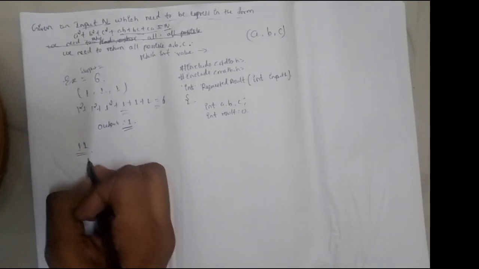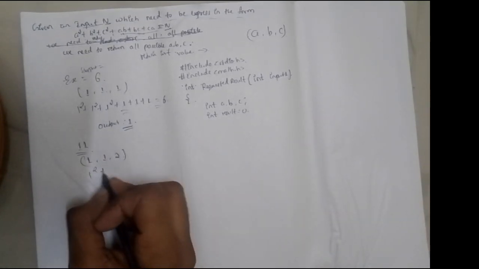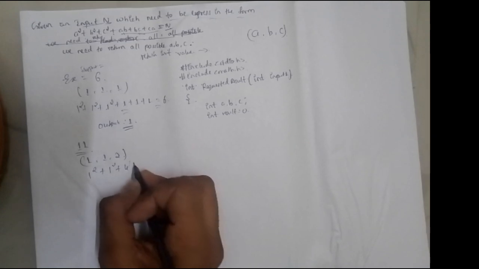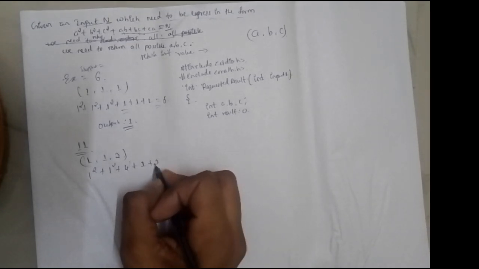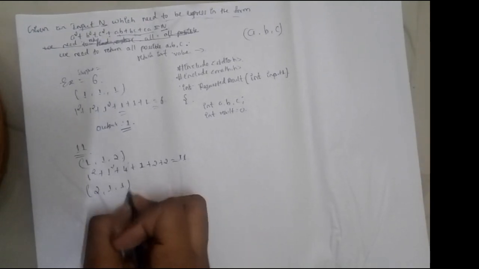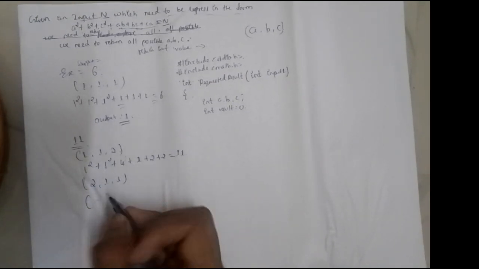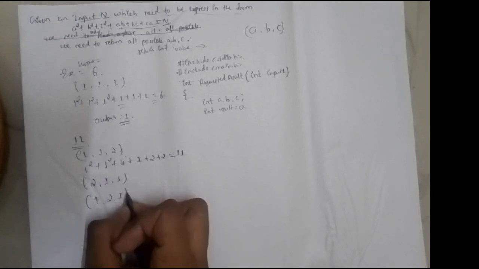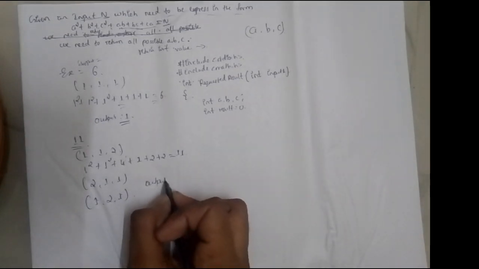Similarly, when we take 11, we get 1, 1, 2. Let's take an example of this: 1 square is 1, 2 square is 4, 1 plus 2 plus 2 is 5, so 1 plus 1 plus 4 plus 5 is 11. Similarly 2, 1, 1, and next we can rearrange this, then we get three values: 1, 2, 1. Okay, so the output will be 3.